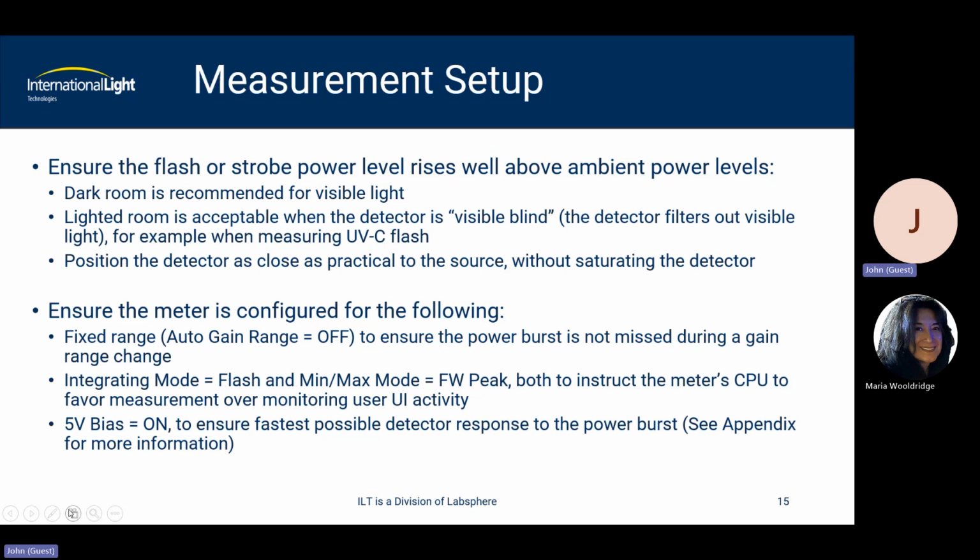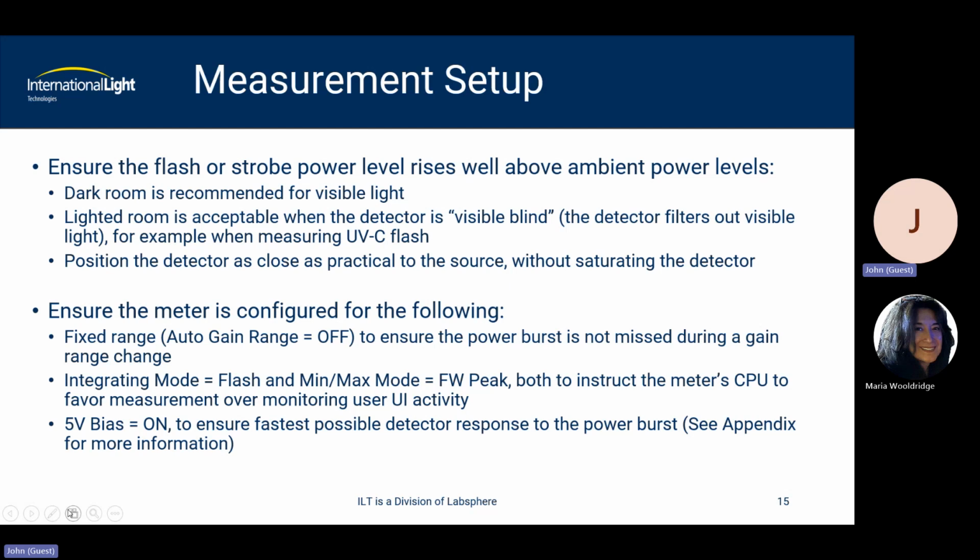And then the meter should be configured. You want a fixed range, so set auto gain range to off, understanding that these meters have multiple levels of auto ranging. This is just the highest level, turning that off and letting yourself auto range within a smaller dynamic range, but plenty for capturing flash with good resolution. And for the integrating mode, you want flash, which is the highest speed, or firmware peak. These are both settings that we'll illustrate later.